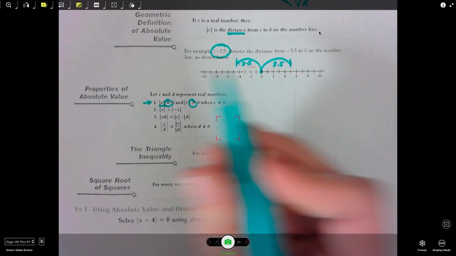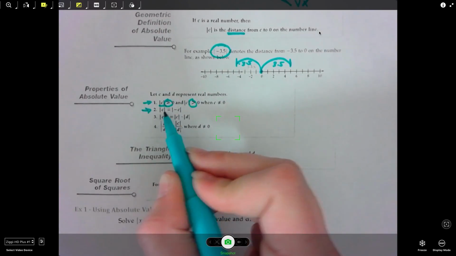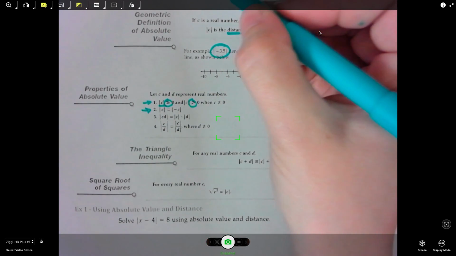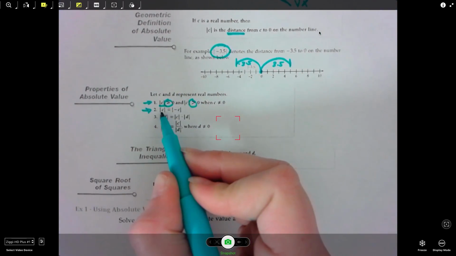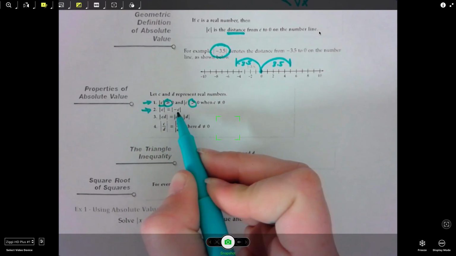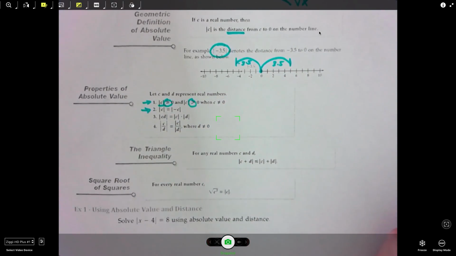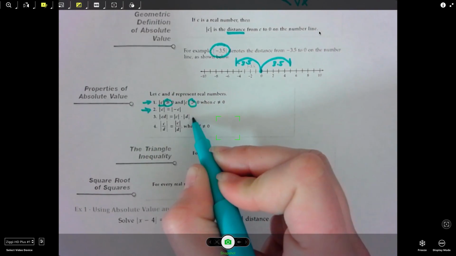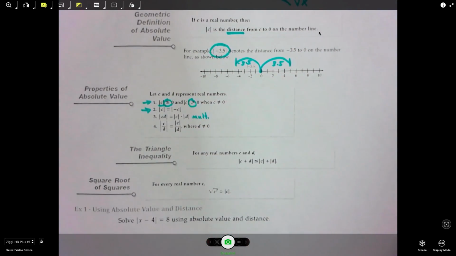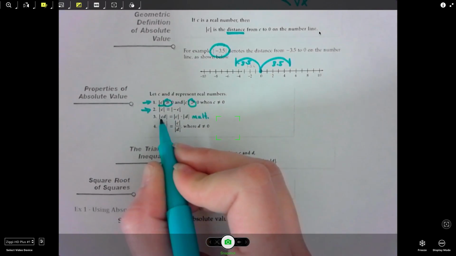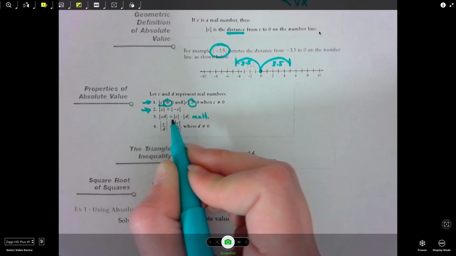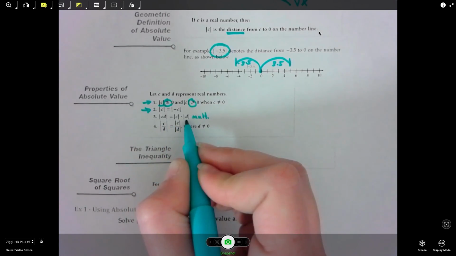In property number 2, it's saying kind of what I talked about up here, that the absolute value of c is the same as the absolute value of negative c. So when you put absolute value bars around positive and negative numbers, they both have equivalent values. All right, so that's number 2. Number 3 talks about the multiplication rule for absolute values, and it's saying that if I take two numbers and I multiply them together and then take the absolute value, that's the same thing as taking the absolute value individually and then multiplying them together.